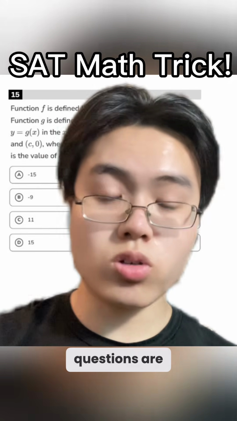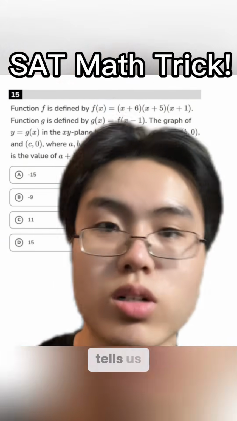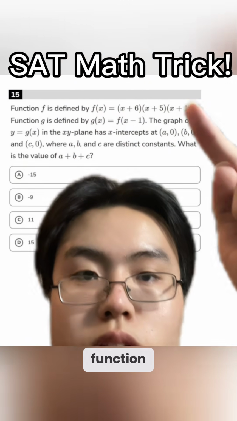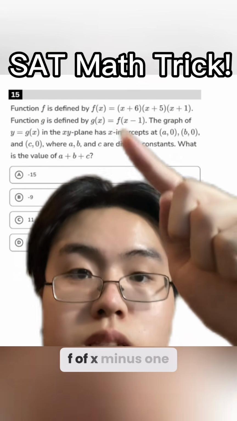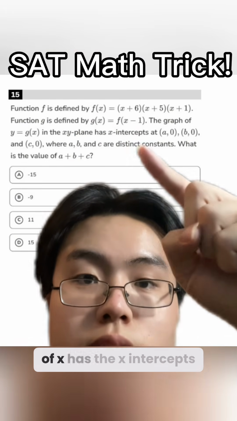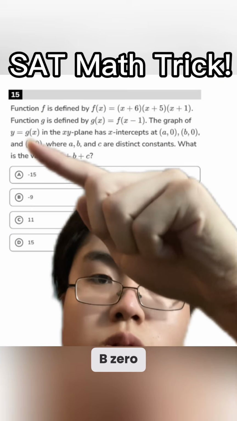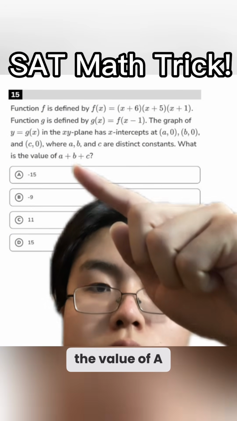These types of questions are 3 points on the SAT. This question tells us f of x equals this function and g of x equals f of x minus 1. The graph of f of x has the x-intercepts (a, 0), (b, 0), and (c, 0). We need to find the value of a plus b plus c.